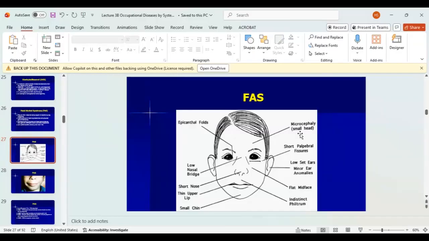signs. So you may have microcephaly, which is a small head, right? You may have what I call a flat mid-face, a small chin, thin upper lip, a short nose, and a low nasal bridge. So if you look at this face of this child, it looks a bit twisted, right? That is due to mothers drinking a lot of alcohol during pregnancy, so called fetal alcohol syndrome.